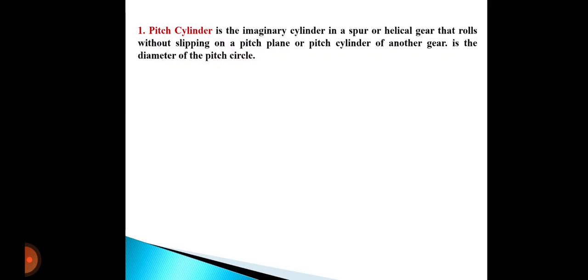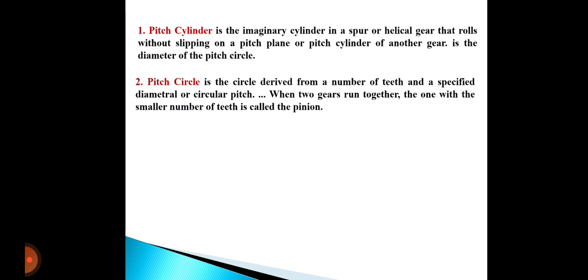Now, what is the pitch cylinder? It is the imaginary cylinder in a spur or helical gear that rolls without slipping on a pitch plane or pitch cylinder of another gear. That is the diameter of the pitch circle.